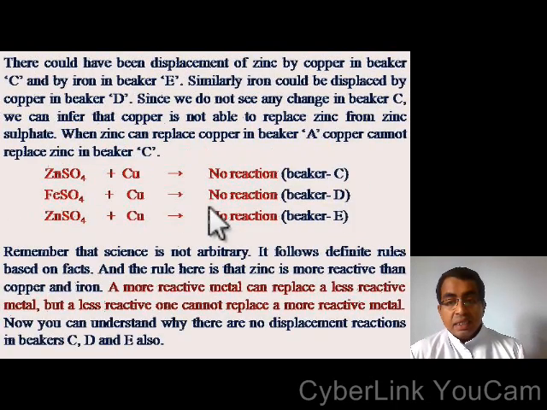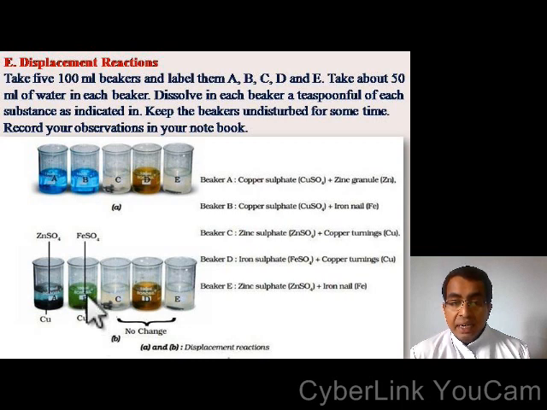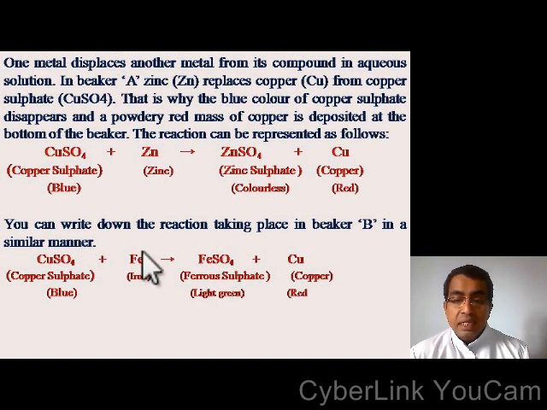Second case, copper sulfate and iron nail. Here iron displaces copper from copper sulfate and ferrous sulfate is formed. You can see a reaction here. In beaker B, copper sulfate and iron give ferrous sulfate and copper.